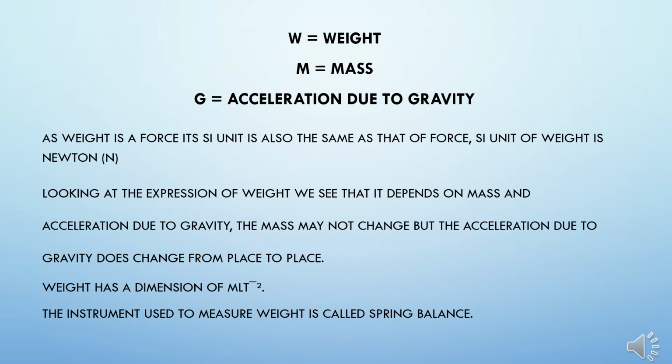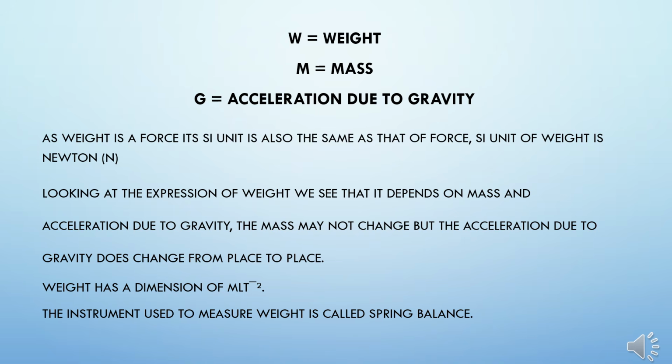Now, with a mathematical relation between weight and mass, where W is equal to M times G, W is the weight, M is the mass of the object, and G is the acceleration due to gravity. Now weight is a force, and we know the SI unit of force. Force has SI unit of Newton, and so weight will also have the SI unit of Newton.